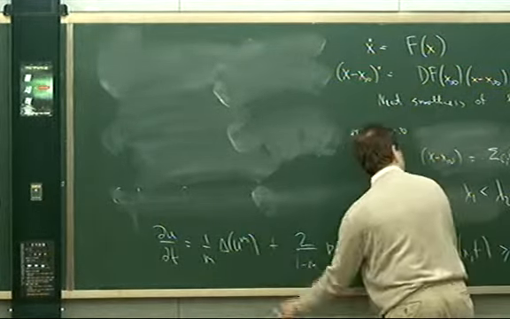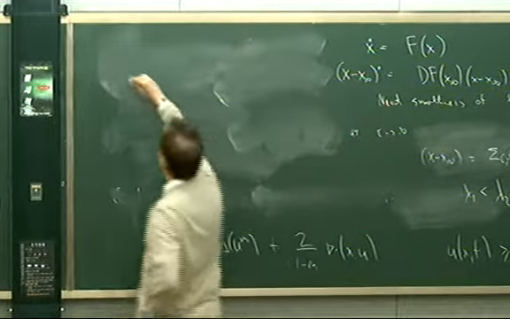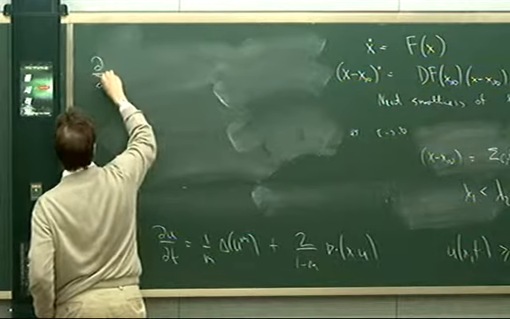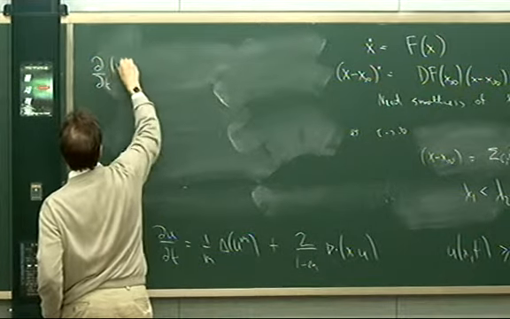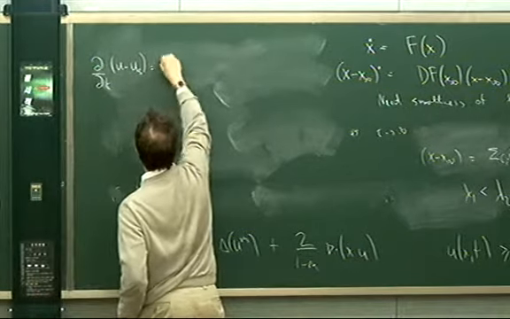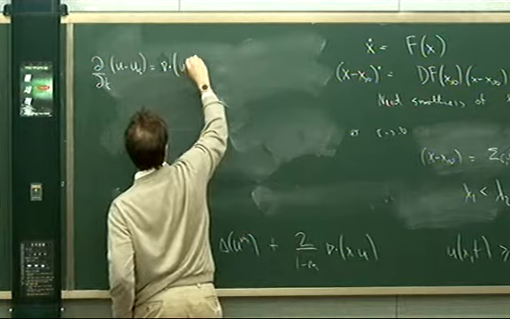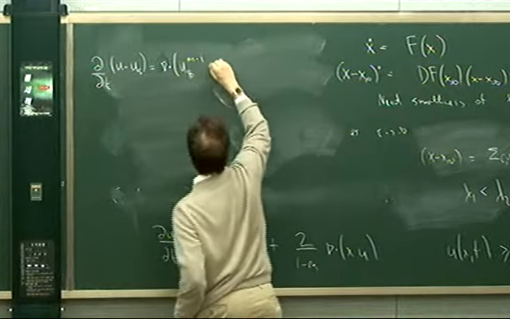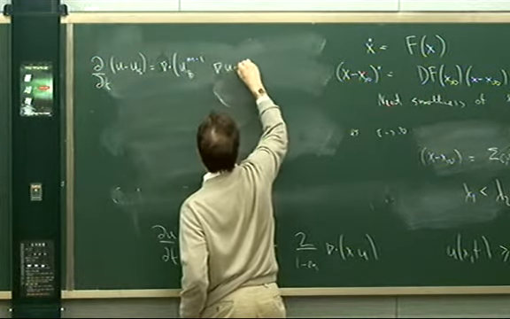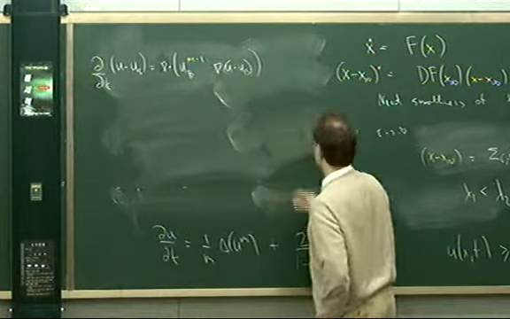If I linearize this evolution around this fixed point, then what I get is something like, and of course the linear term sticks around.